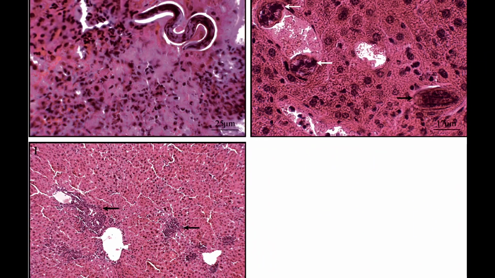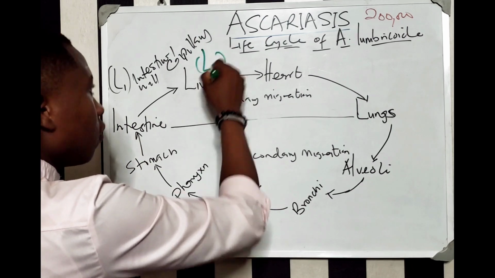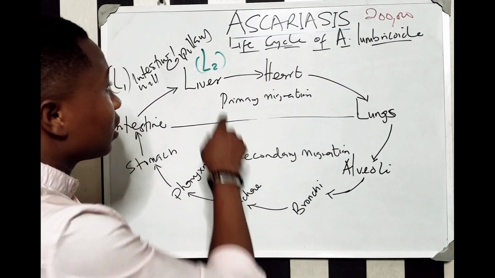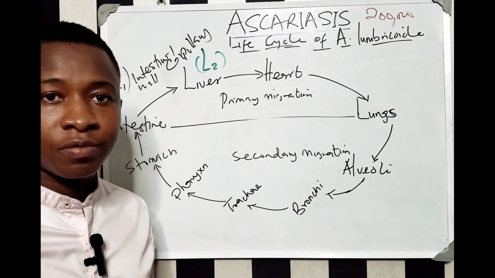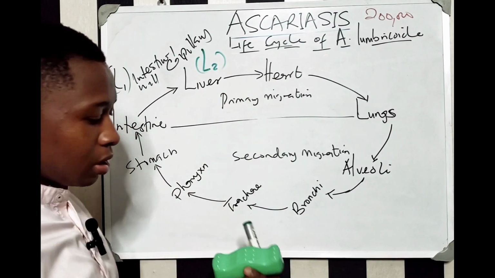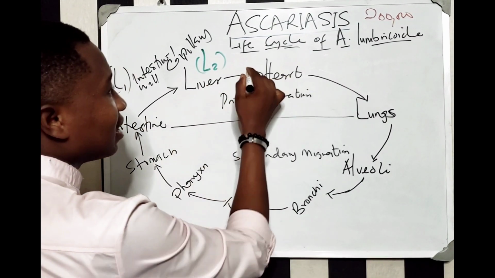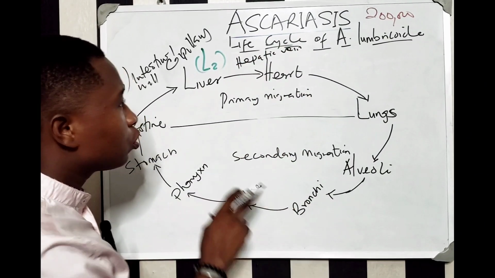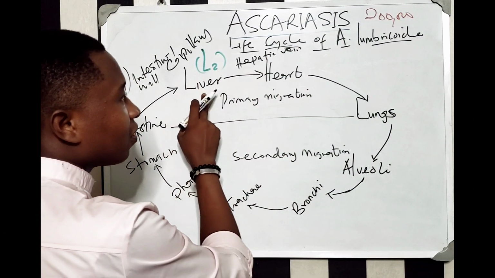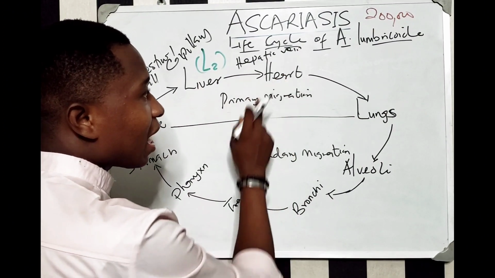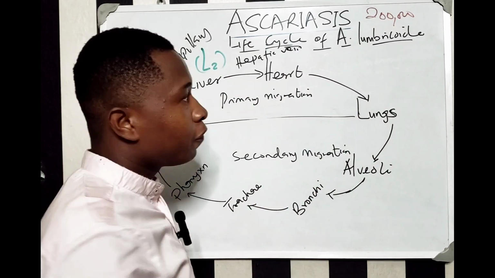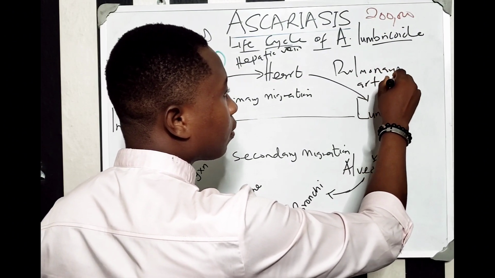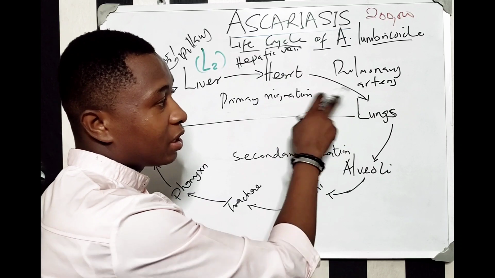So in the liver, the larva 2 stage is formed. Now from the liver, this migrates to the heart. Now this takes a route. The route between the liver and the heart is known as the hepatic vein. So the hepatic vein helps to move the larva in the liver to the heart. So on getting to the heart, it now moves to the lungs, following the pulmonary artery route. So by the help of the pulmonary artery, it gets to the lungs.